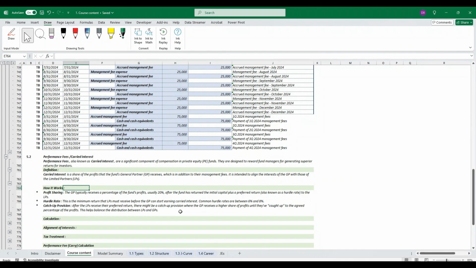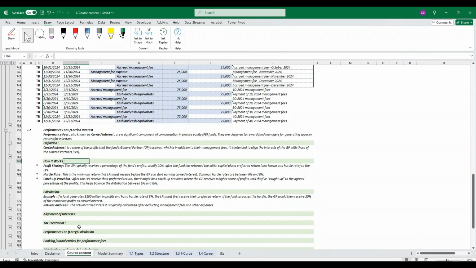This helps balance the distributions between LP and GPs. For the calculation, if a fund generates $100 million in profits and has a hurdle rate of 8%, the LP must first receive the preferred return. If the fund surpasses this hurdle, the GP would then receive 20% of the remaining profit as carried interest.